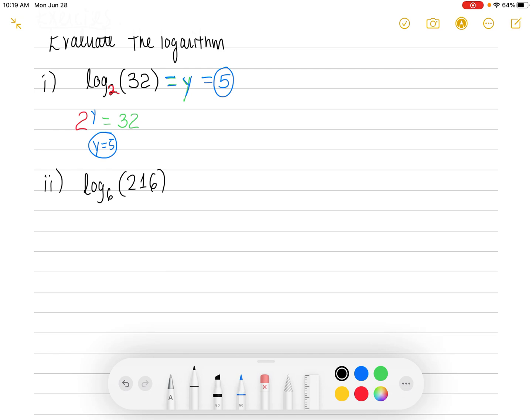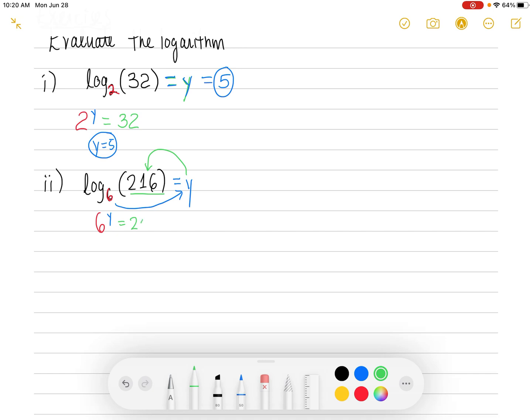I'm going to have log base 6 of 216. I want to evaluate log base 6 at the input, 216. So my x value is 216. I want to find my y value. So I'm going to set this equal to my y.